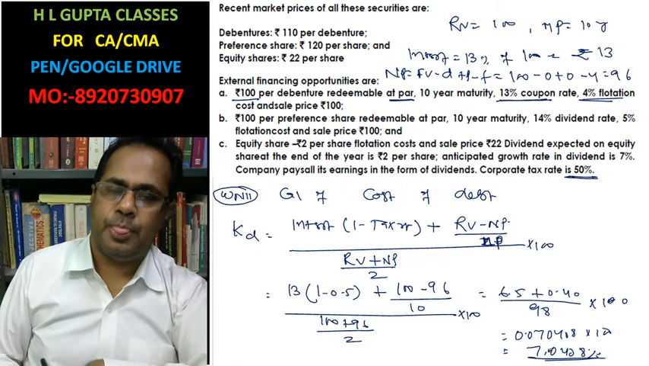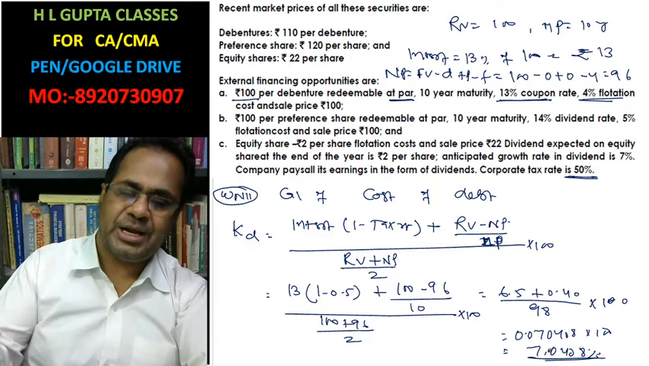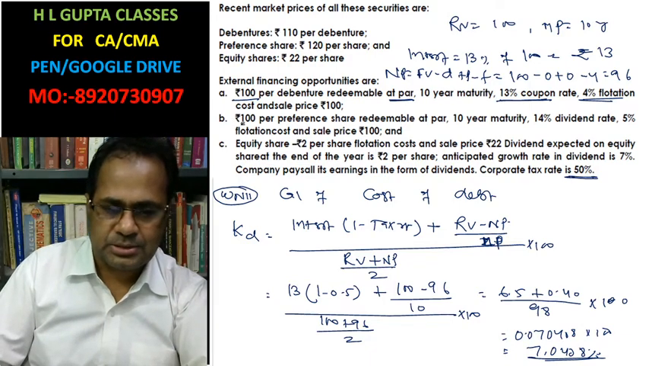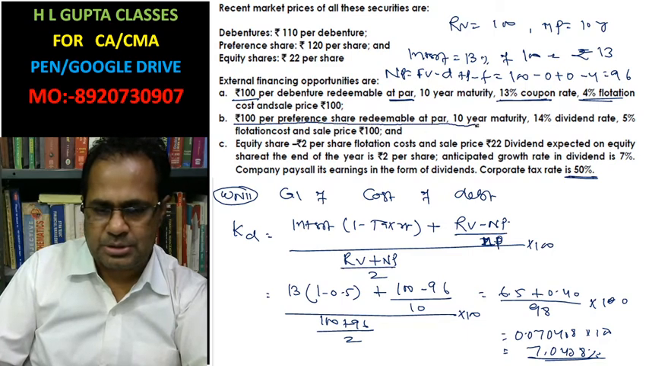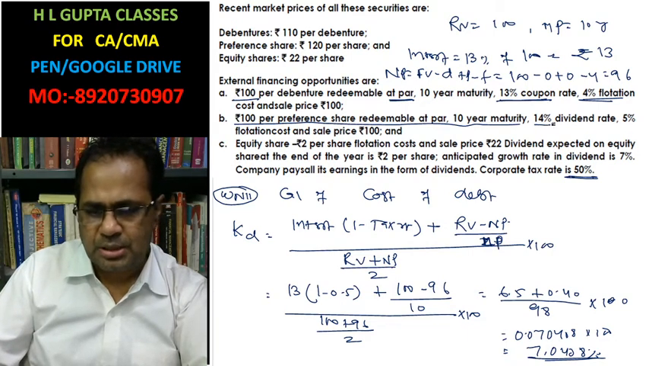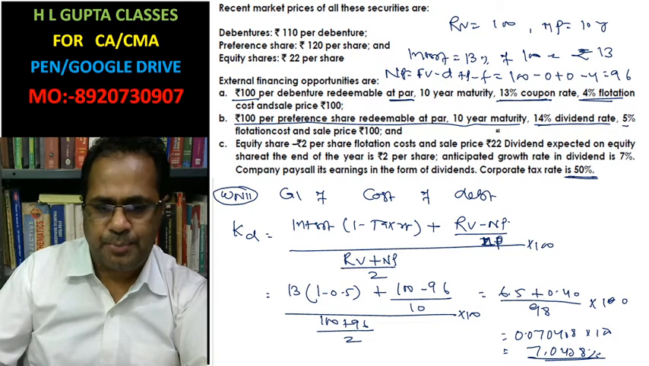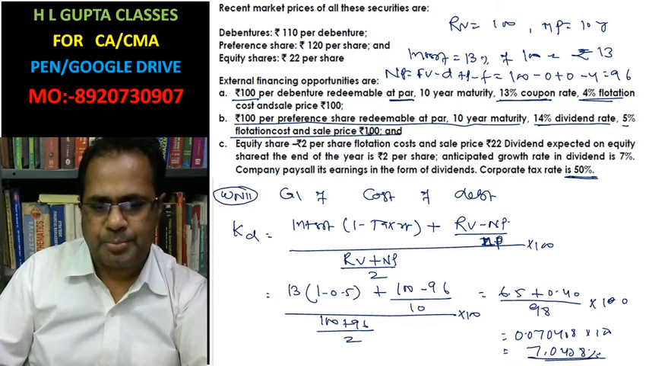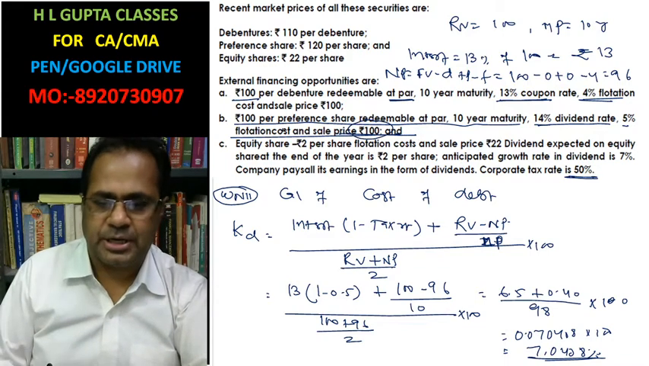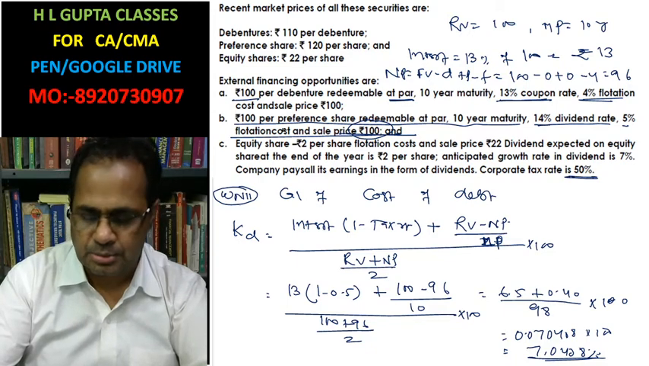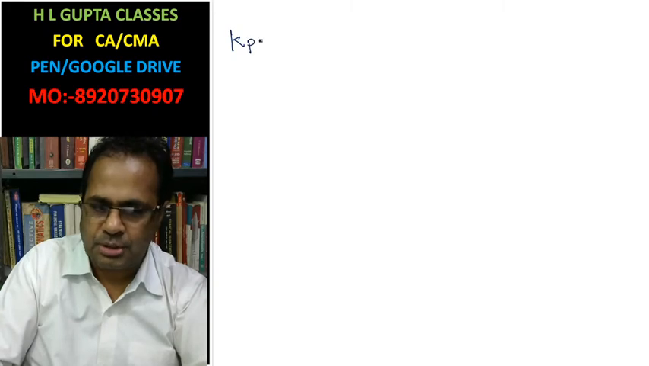Cost of debt. Now exactly the same way we can calculate cost of preference share. 100 preference share redeemable at 10 years, 14% dividend rate, 5% flotation cost, and sale price is 100. It means redeemable value is 100. Here you need to calculate first cost of preference. What is the formula of cost of preference? Kp, calculation of cost of preference.